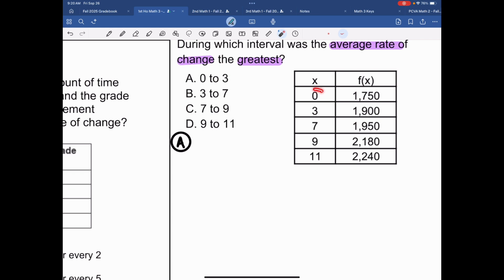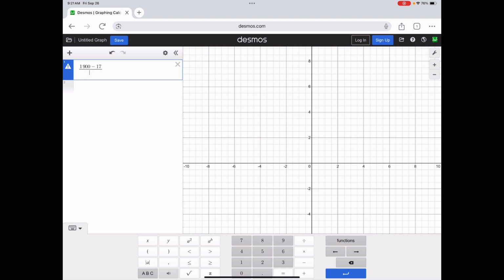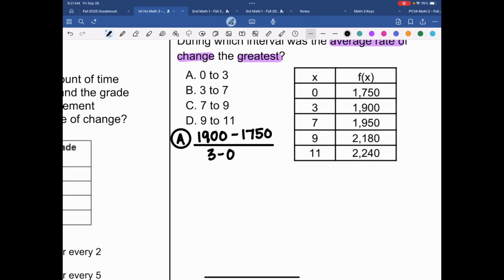So we're looking at 0 and 3, so we're going to be looking at these first two data pieces. So we're going to say 1,900 minus 1,750, and we're going to divide that by 3 minus 0. So that's going to be 150, and then 3 minus 0 obviously is 3, so that's going to be 50.